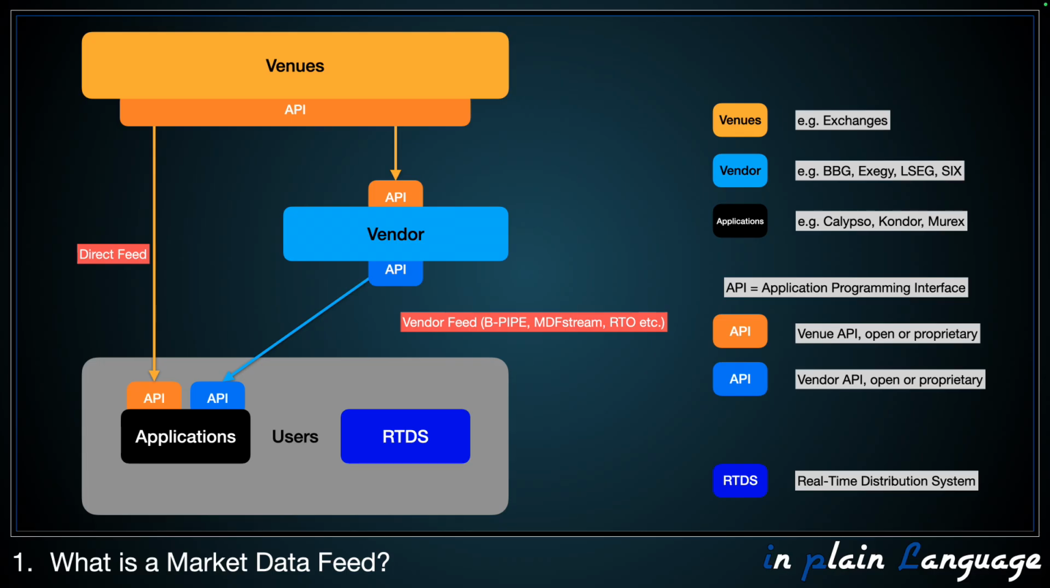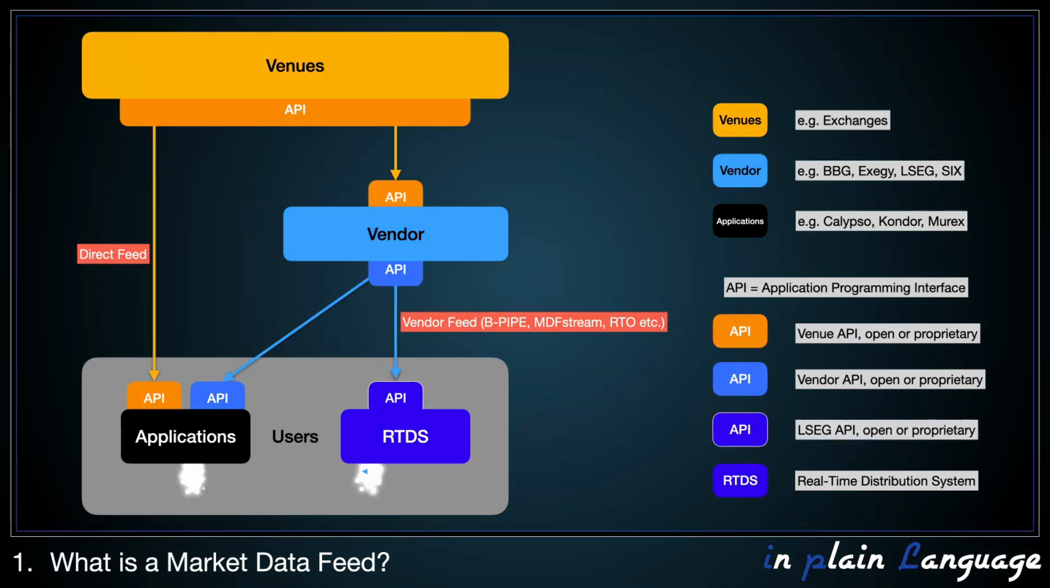A distribution system connects to multiple sources, again via API, for example, multiple vendors, and your applications only connect to this one system to get data from all these vendors. The graph does not connect the direct feeds to a distribution system, but that would also be possible.